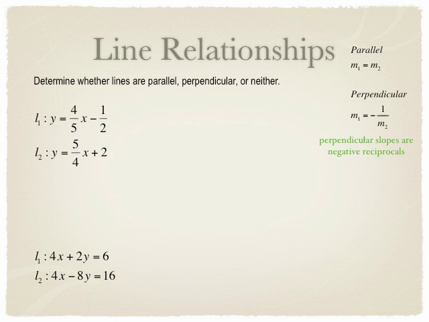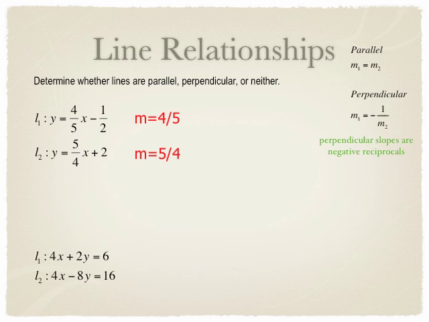If line 1 is y equals 4/5 x minus 1/2, and line 2 is y equals 5/4 x plus 2. I want to see if those are parallel, perpendicular, or neither, and I don't have 2 points where I can just use the slope formula. How can I tell what the slope of line 1 is? Well, we can see that line 1 is in slope-intercept form because y is all by itself. So the slope of line 1 is 4/5. And similarly for line 2, it's in slope-intercept form, so the slope of line 2 is 5/4.